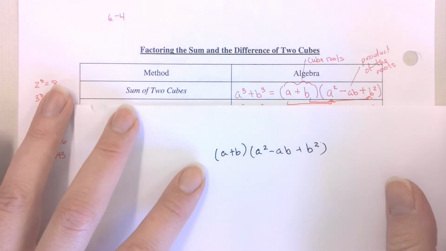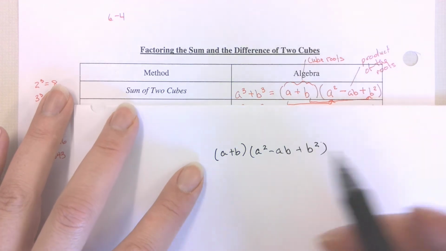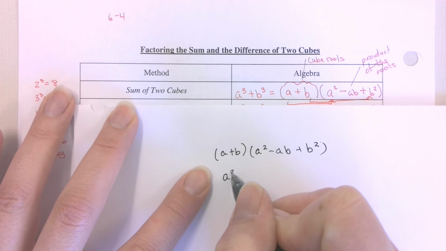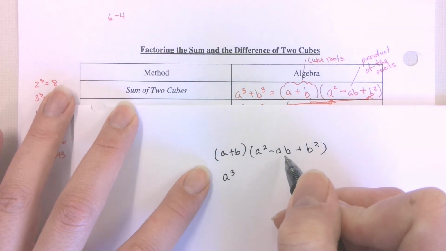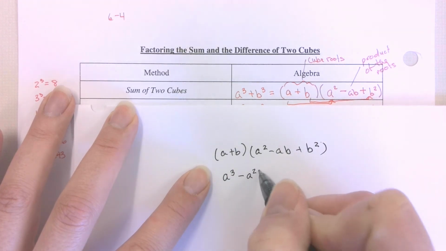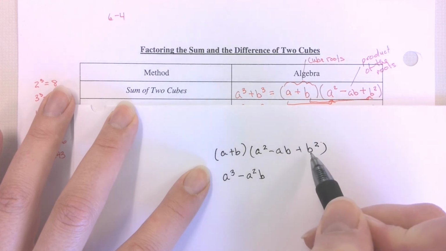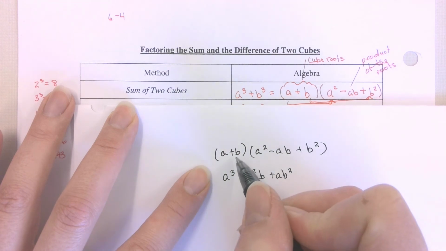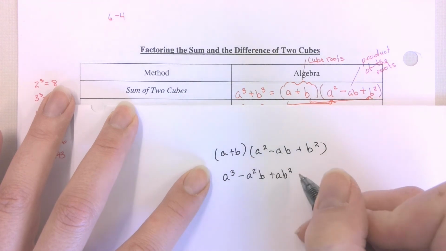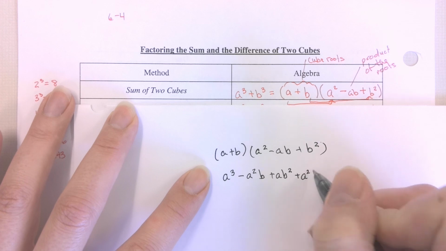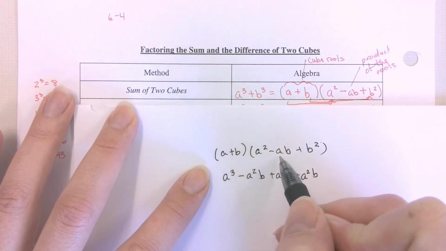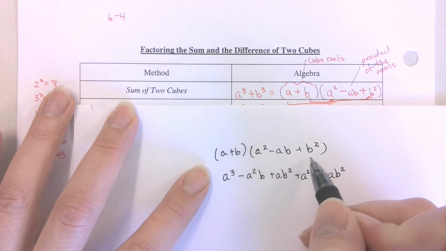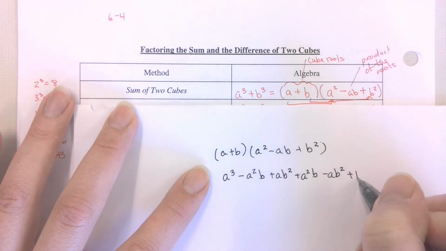If I take that and I use my distribution method to multiply my polynomials, I would get a times a squared to get a to the third. A times negative ab would be a negative a squared b. And then a times b squared would be a positive ab squared. I would then come back and take b times all 3 terms, so I'd get a positive a squared b. I would get a negative ab squared, and last I'd get b times b to the second, which would be a positive b to the third.